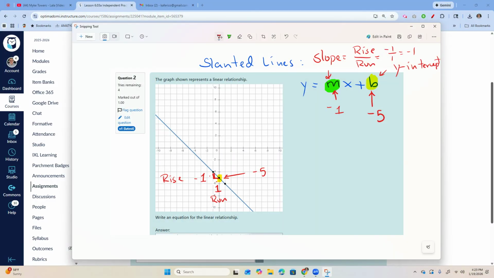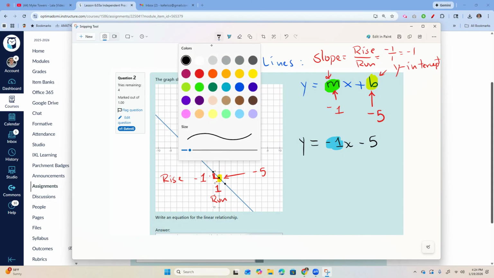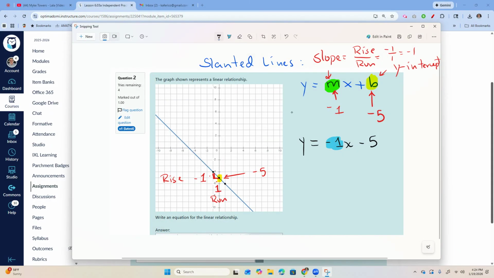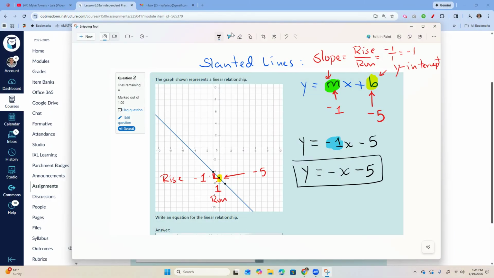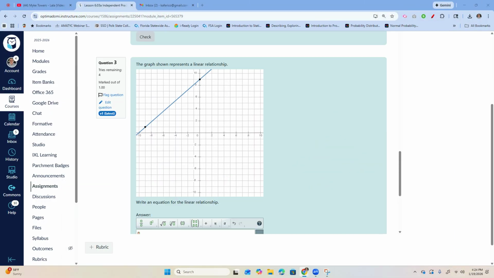I'm going to replace it. So my final answer is going to be y = -1x - 5. However, in algebra, when the x is being multiplied by 1, we do not write the 1, or in this case the -1 as a number. So I can rewrite my answer as y = -x - 5. And that's how you do problem number 2. Let's go to the next one.